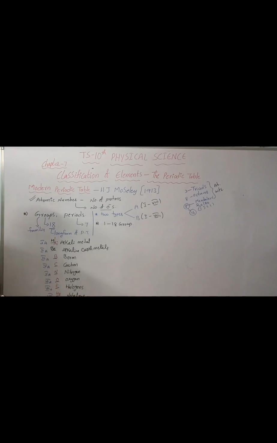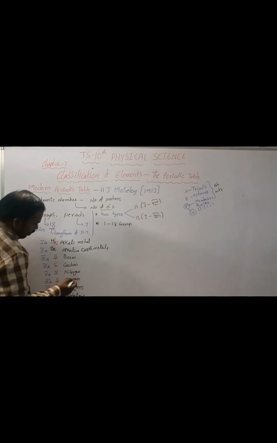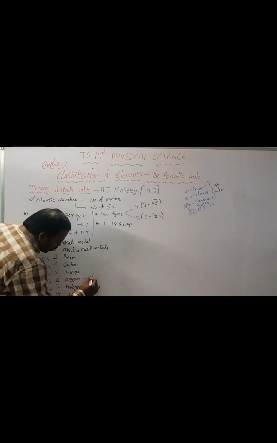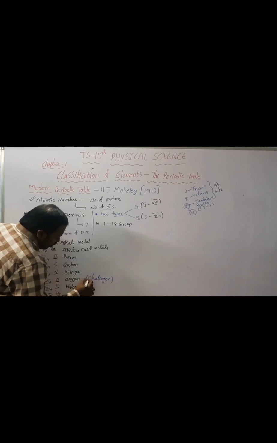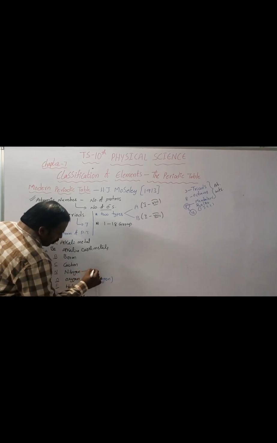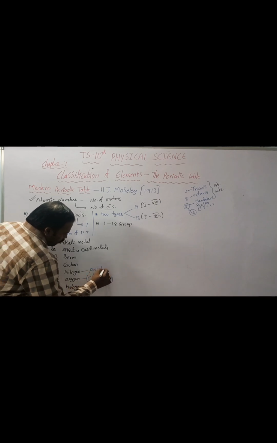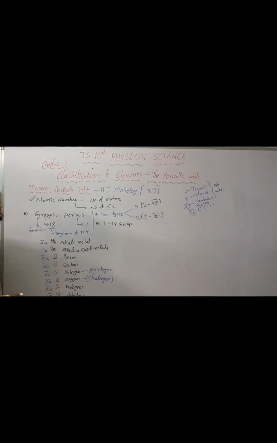Inert gas. So is there any particular names for the remaining groups? Here the oxygen family is also called the chalcogen family. The nitrogen family is also called the pnictogen family. These are actually the fluorine family, called the halogens. Okay, so these are the names.